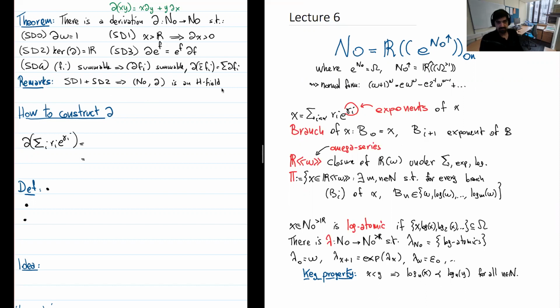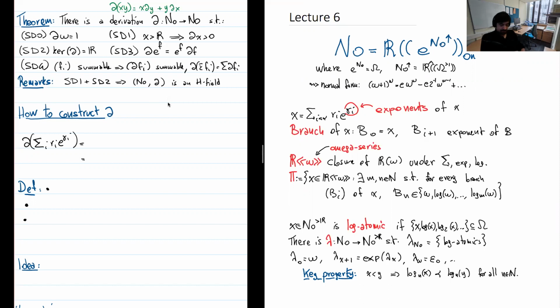Okay, and yes, this is an H field, and just a remark, ST1 and ST2 are precisely, well, they imply that this is an H field. I won't tell you again what an H field is, because I don't need it today. So this is just for reference.